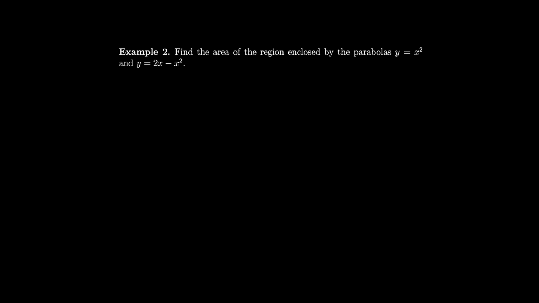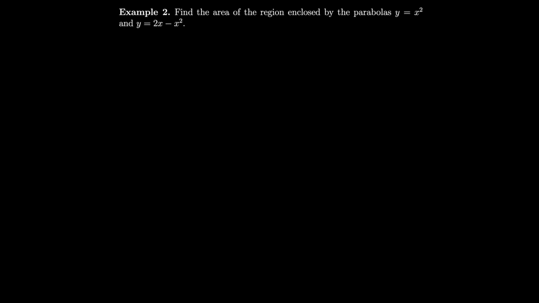Let's do another example. Let's find the area of the region enclosed by the parabolas y equals x squared and y equals 2x minus x squared. Okay, let's see if I can draw a parabola. It's one parabola. And another one.